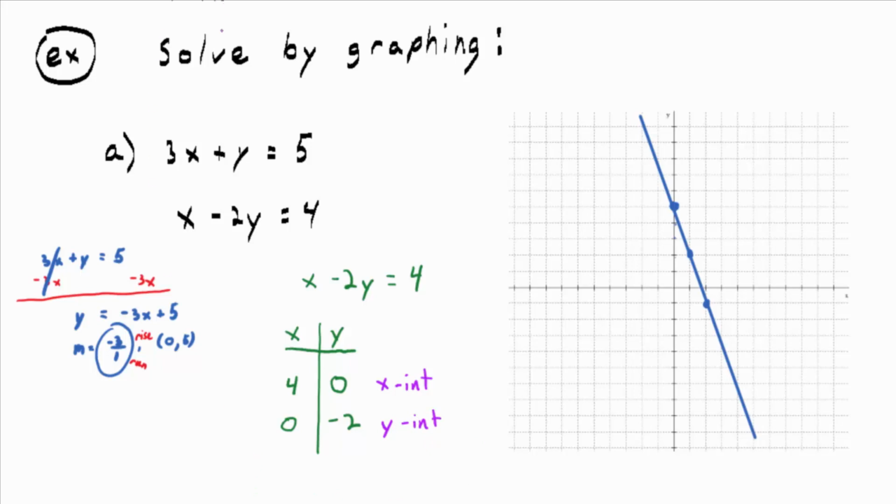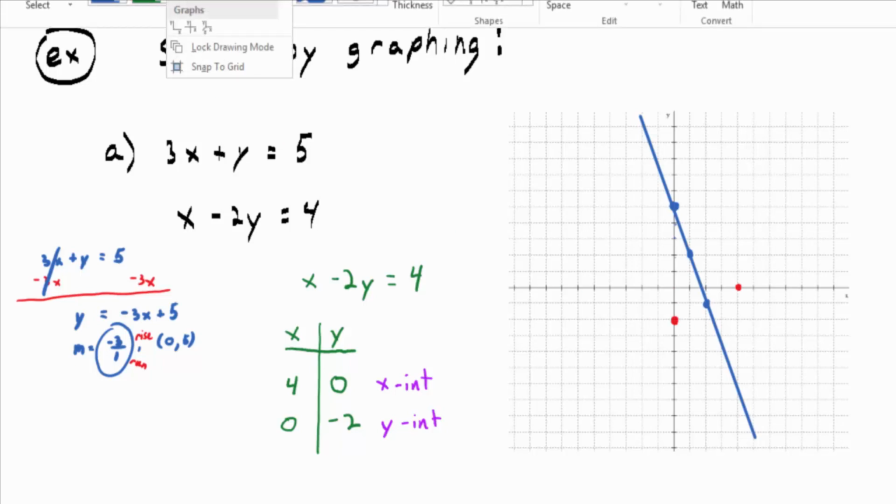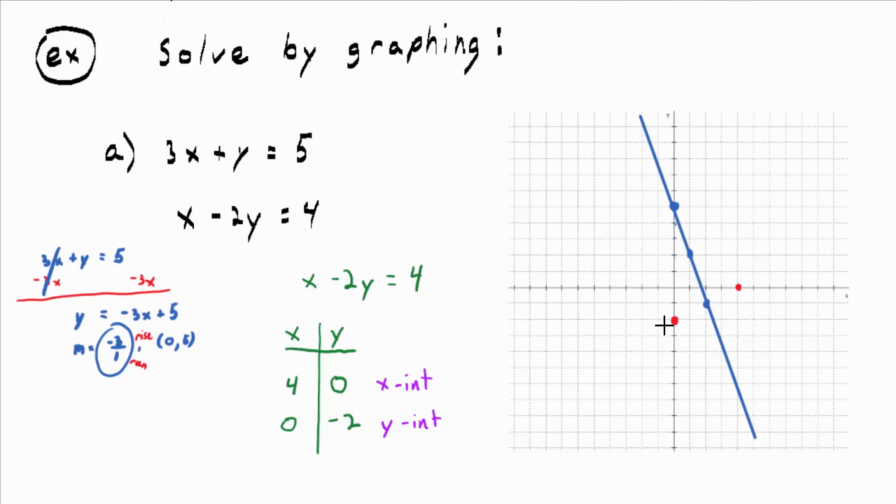Okay, so I'm going to plot those 2 points, and I guess I'll do those 2 points in red. So, okay, so 4, 0, 1, 2, 3, 4, 0, negative 2, right there. Get my line tool, right there. I don't need to go any further, but I think I see it. You guys see what the intersection point is? It sure looks like it's right here. Can you tell what it is? Looks like it's 2, negative 1.